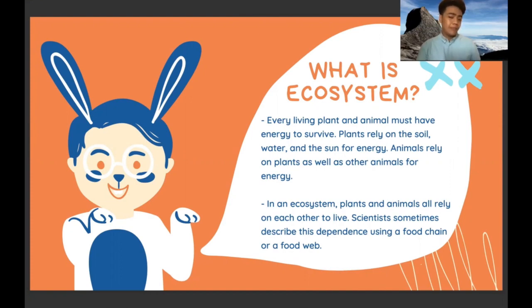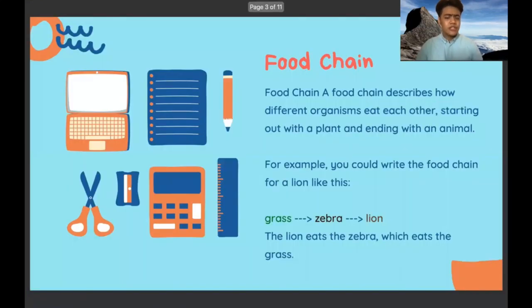So for those who might be wondering, food chain, what is that? A food chain is a chain that describes how different organisms eat each other, starting with a plant and ending with an animal. For example, you could write the food chain for a lion like this. The lion eats the zebra, and the zebra eats the grass.